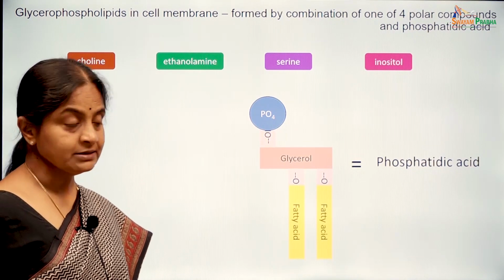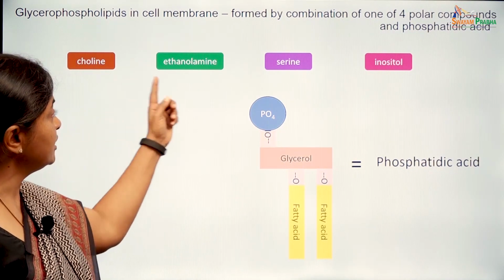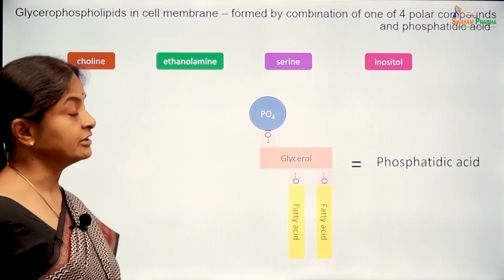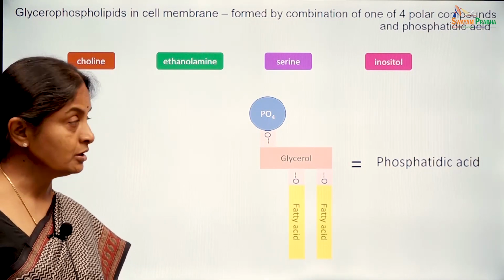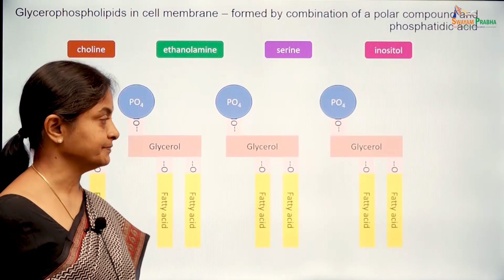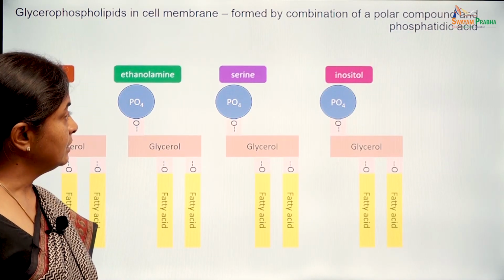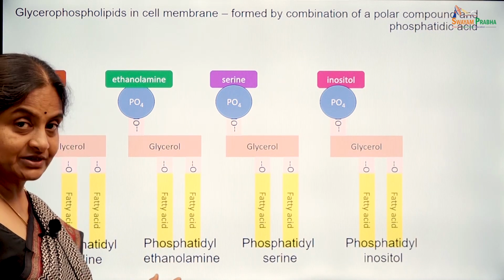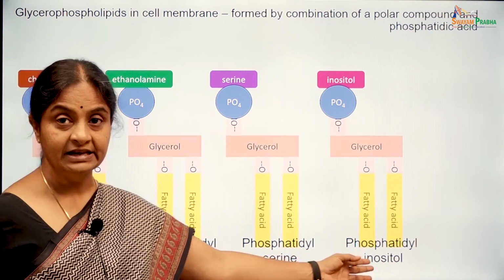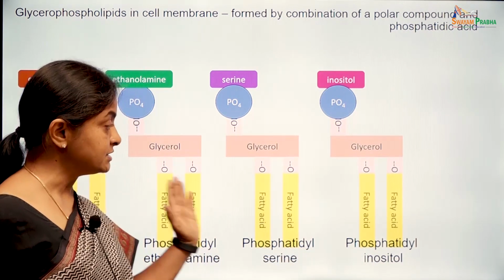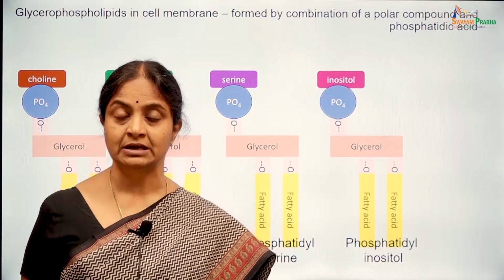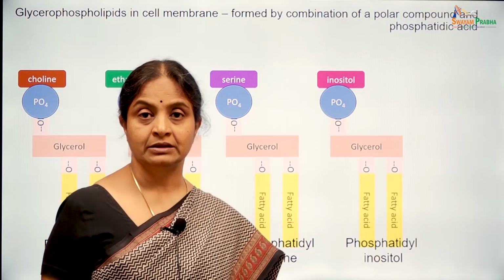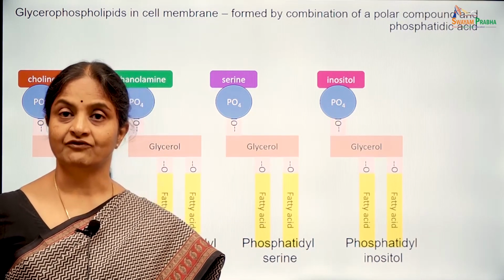Phosphatidic acid, in turn, combines with any one of these four polar compounds shown here, choline, ethanolamine, serine, or inositol, to form a phospholipid. So, we have phosphatidyl choline, phosphatidyl ethanolamine, phosphatidyl serine, and phosphatidyl inositol. These are the four glycerophospholipids which make up the cell membrane. They form the predominant phospholipids forming the cell membrane.